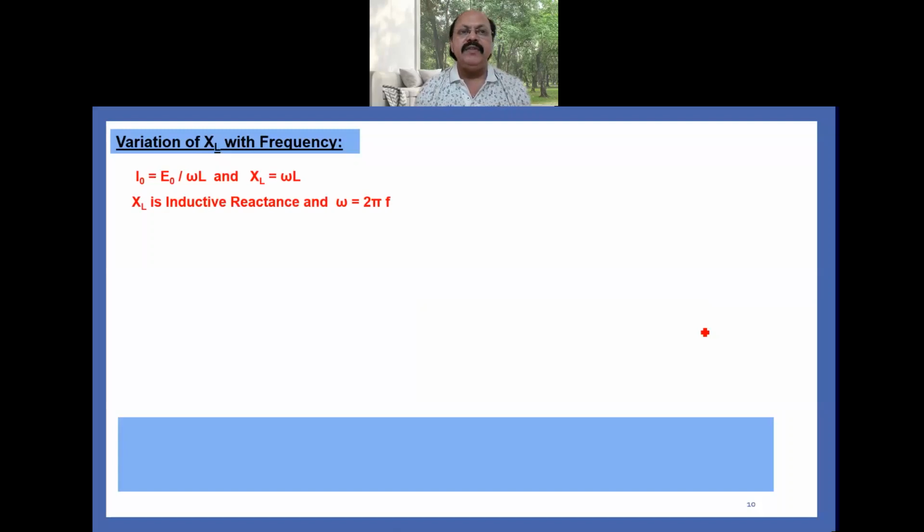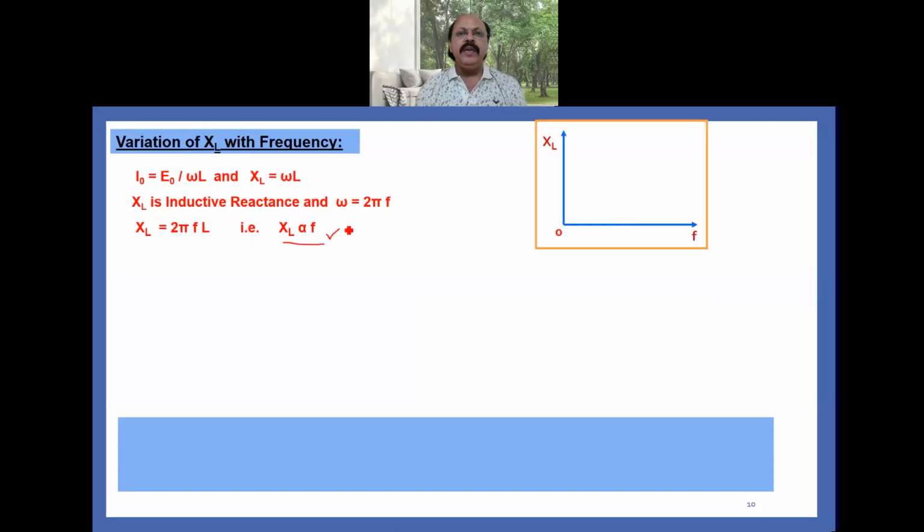Variation of XL with frequency: as we know, XL equals omega L and omega equals 2 pi f. When you substitute this value, XL becomes 2 pi fL. 2 pi L is constant, that's why XL is directly proportional to frequency. So when you plot the graph, it is a straight line passing through the origin. As the frequency increases, XL also increases.